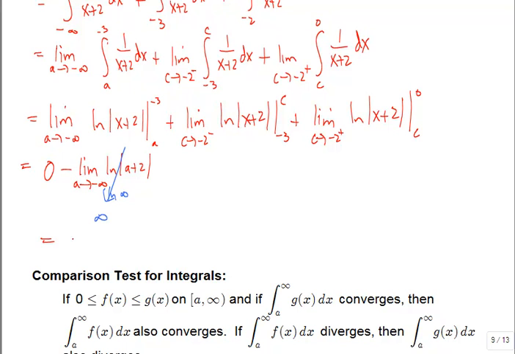So automatically I can just stop and say that this original integral must diverge because one of these limits did not exist. And in fact, all of these are not going to work because if you look at -2 plus 2, that goes to 0, and ln of 0 goes to -infinity as well. So this would go to infinity, and this would go to infinity also. But as soon as you get one that goes to infinity, you can stop. All right?